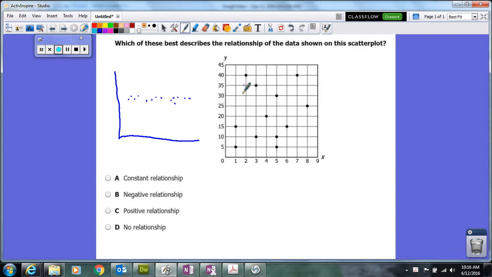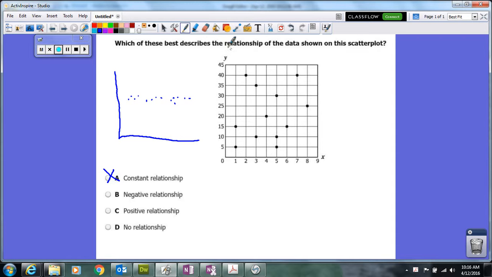And that's not what we have in this graph. Clearly, these are not forming any kind of pattern that runs directly across the graphed data. So we're going to go ahead and cancel out that as one of our possible answers.